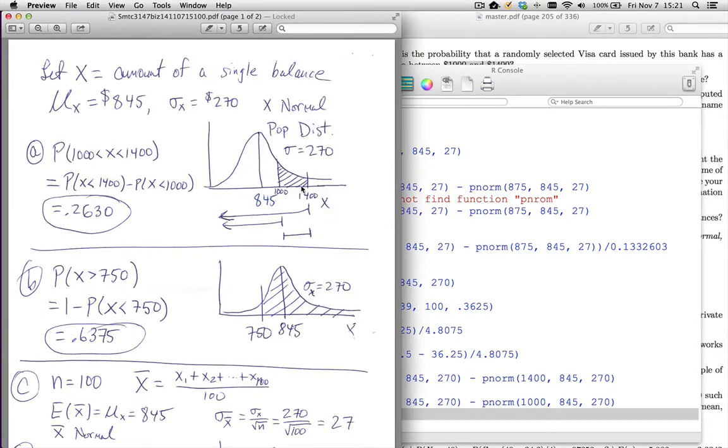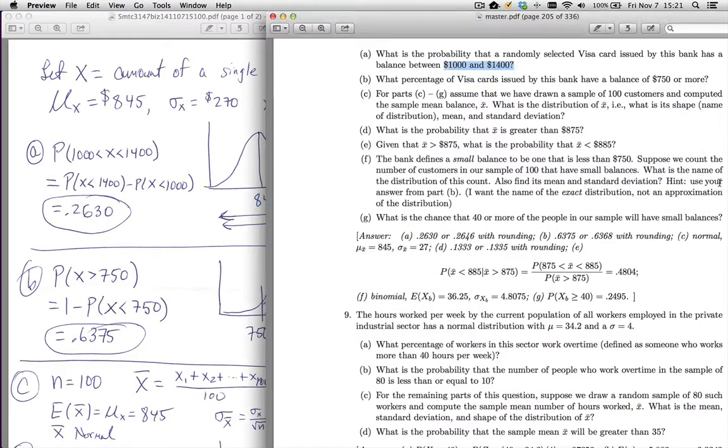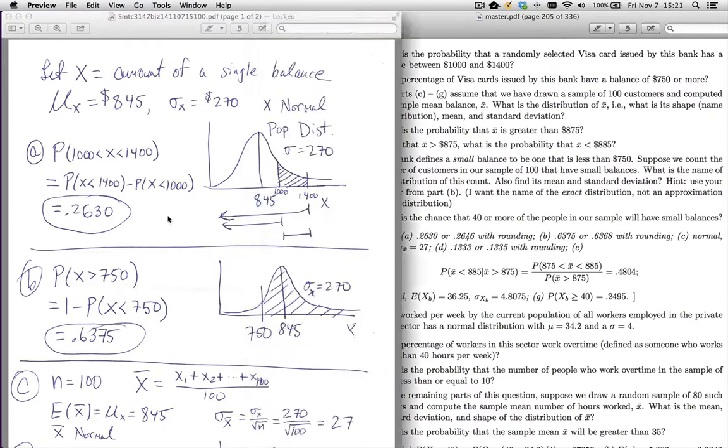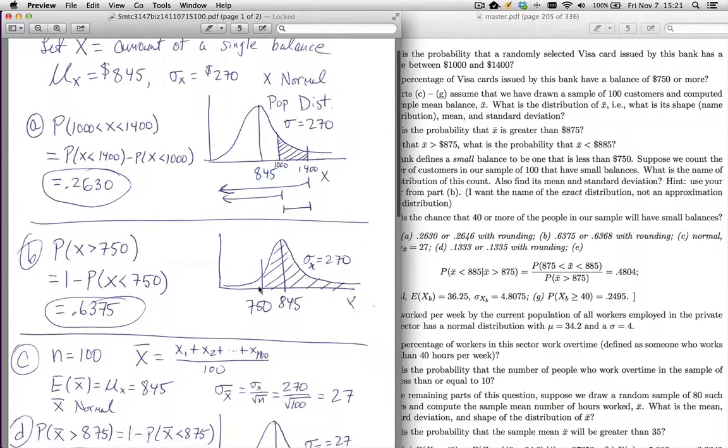If you're doing this in Excel, you just use NORM.DIST. Exact same arguments, except you have to say TRUE to whether you want a cumulative distribution. All right, let's move on. Part B now reads, what percentage of Visa cards have a balance of 750 or more. So we're talking about individual cards, so that's also an X. So we're asked, what is the probability that X is greater than 750?